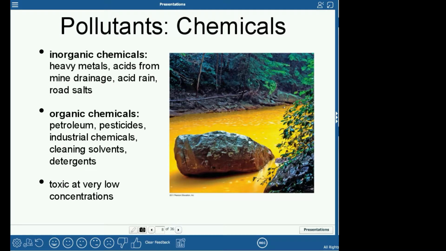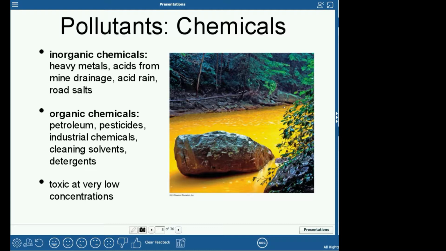We can have chemical pollutants. This is actually a river in China. I don't think it's actually the Yellow River, but obviously something's going on with this river. It's not okay, right? There's some sort of chemical pollution going on here.